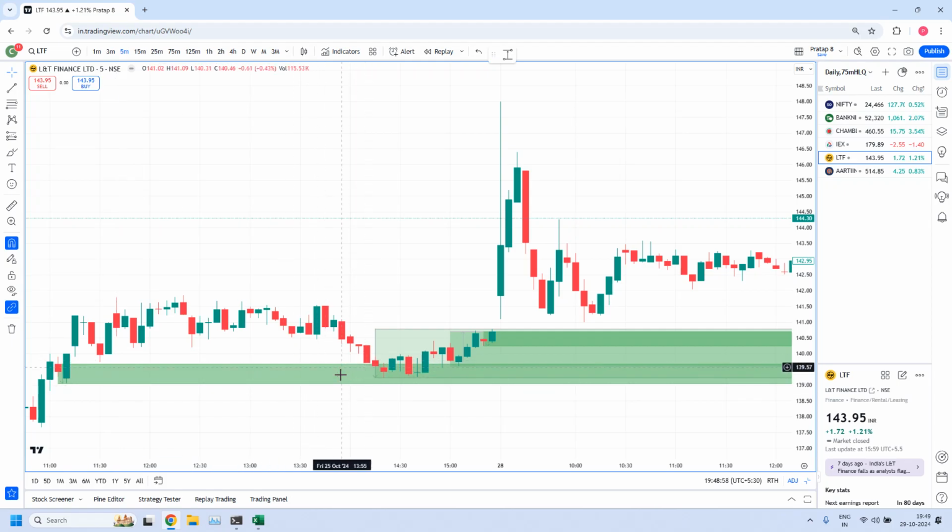And this 5 minute zone has overlapped with the 75 minute zone and also overlapped with this 15 minute zone at their distal lines. This is the point you should observe.